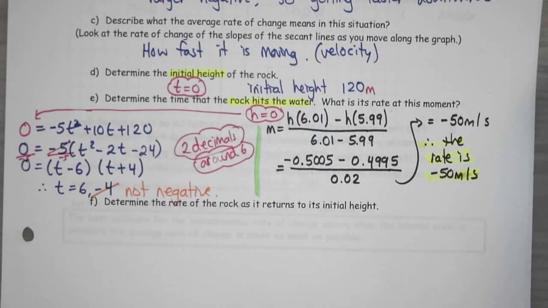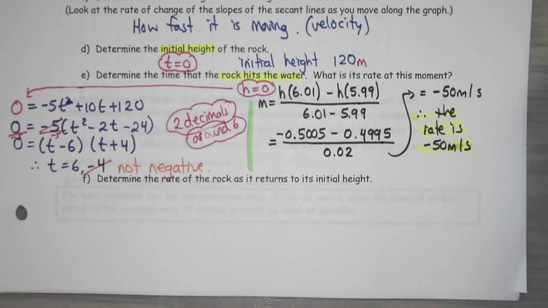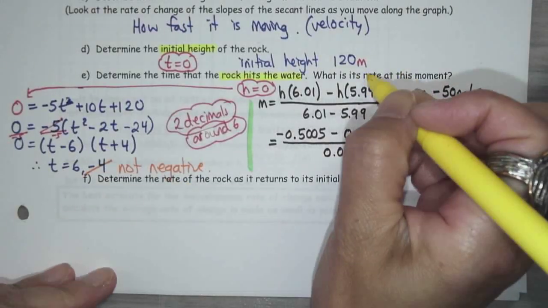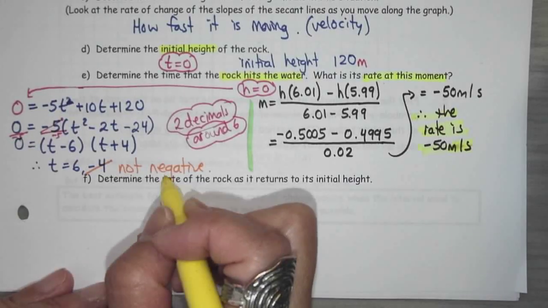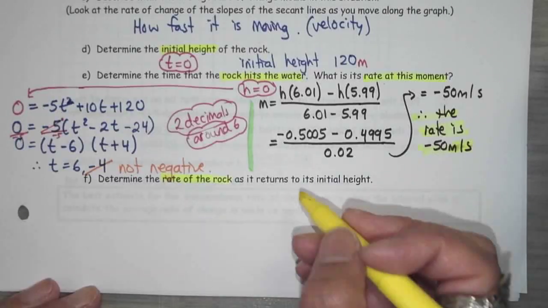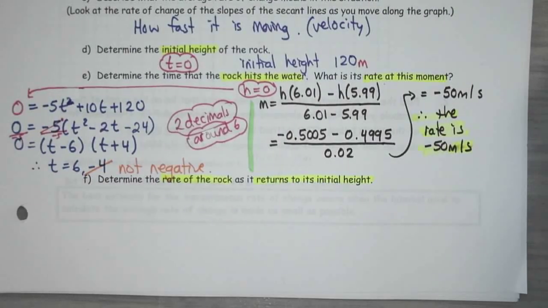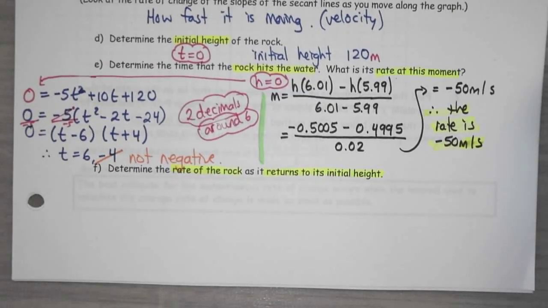Okay, units and that. Now, one more word I want to go over, so I kept adding to it, again, from grade 10. Determine the rate of the rock. So rate means, again, highlight this, rate means the slope, right? So I want the slope of the rock as it returns to its initial height. So again, returns to the initial height means what?